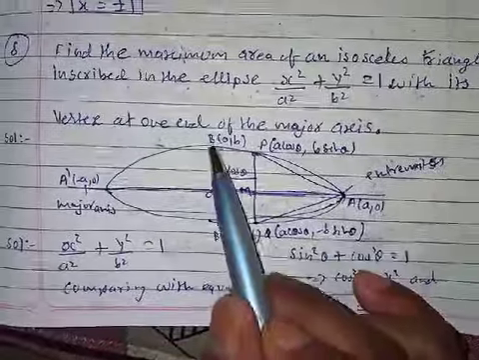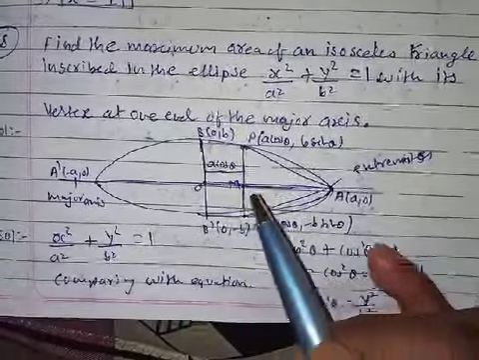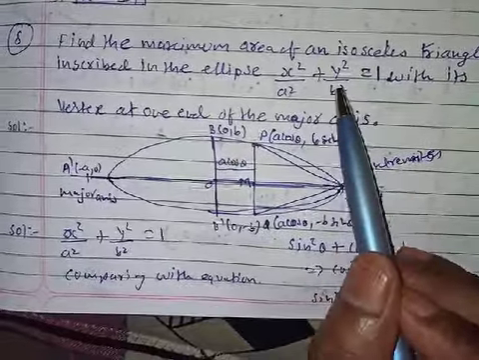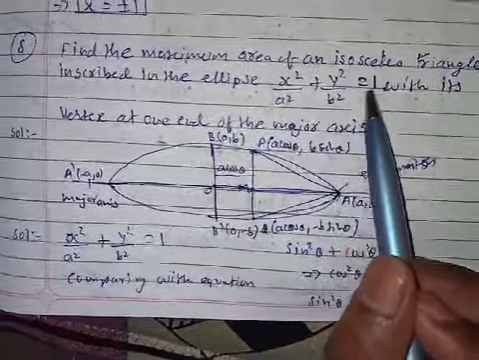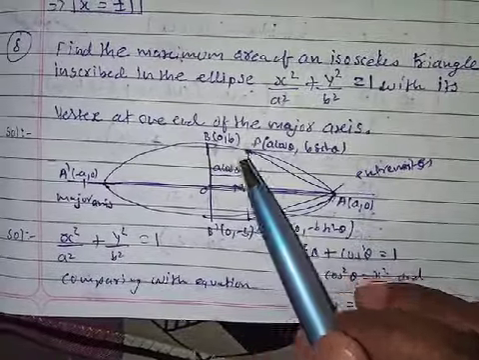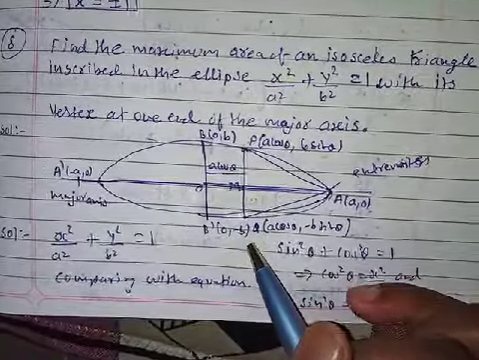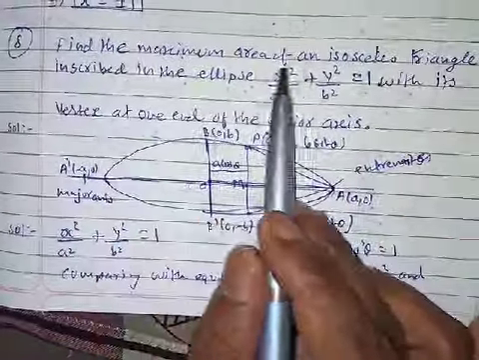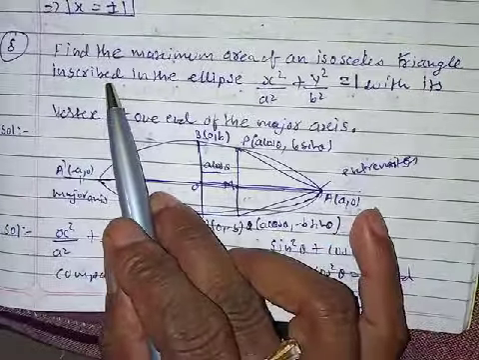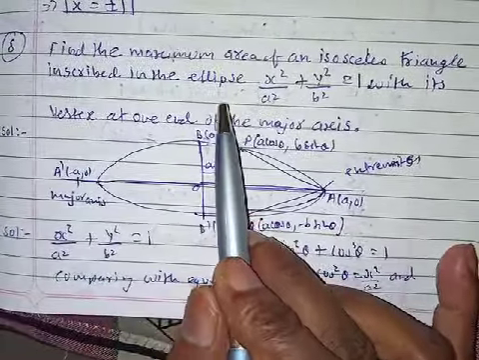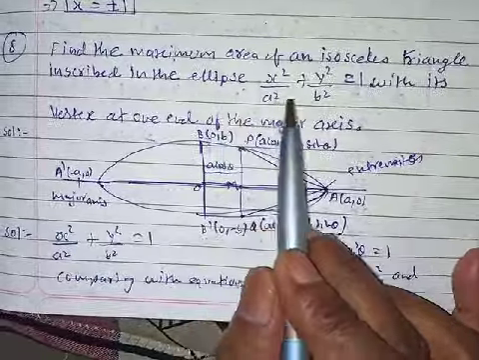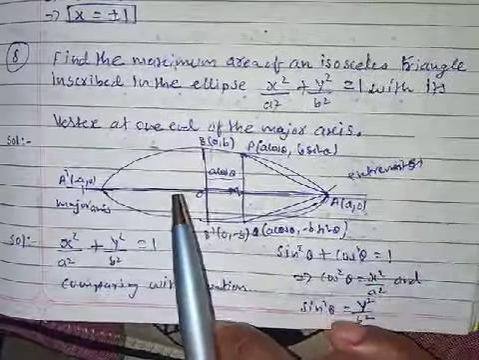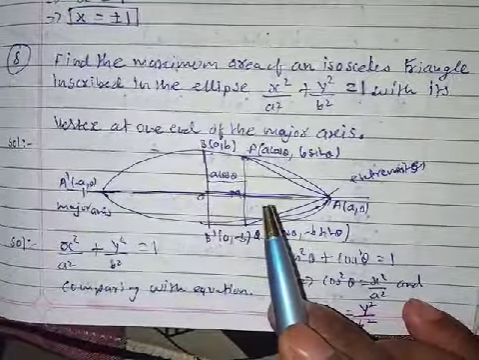This is the major axis and this is known as the minor axis because it's an ellipse, is it? Let a be equal to 0, then b is equal to plus minus b, y is equal to plus minus b, so y is here (0, b) and B dash is equal to (0, minus b). Okay, what do we have to understand here in the question? Find the maximum area of an isosceles triangle inscribed in the ellipse. The isosceles triangle is inside the ellipse with its vertex at one end of the major axis, so one of the vertices is on the major axis.